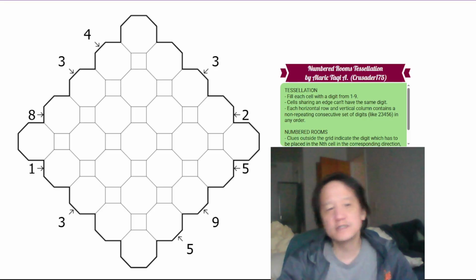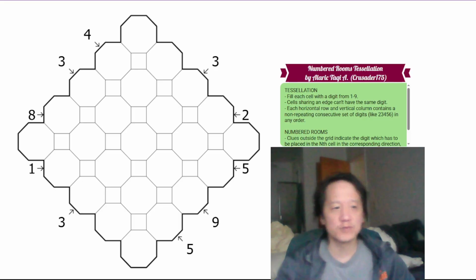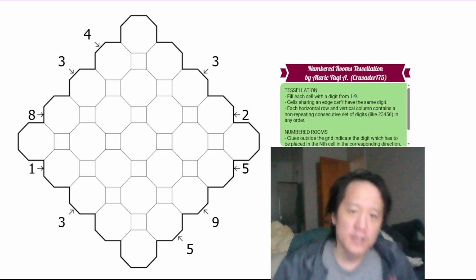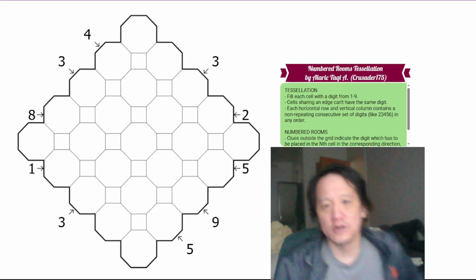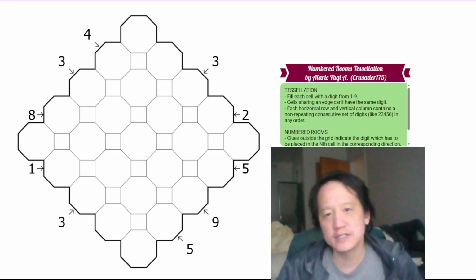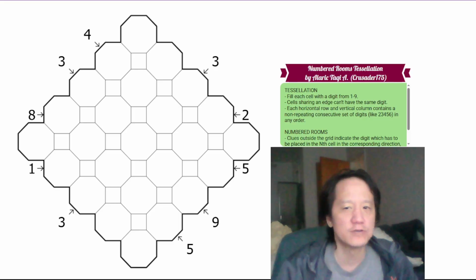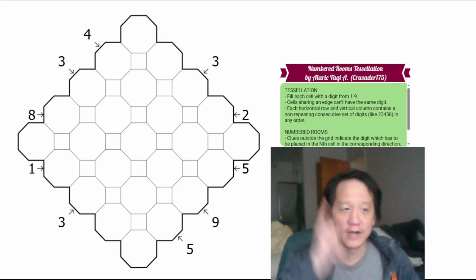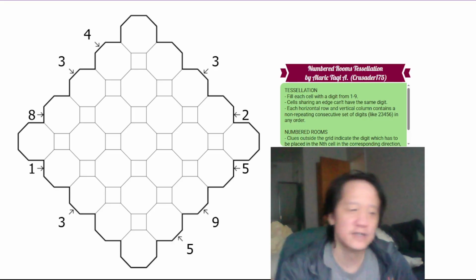And take that easiness with a grain of salt because it's considered easy by the people on the Logic Masters Germany forum, and there's a lot of really smart people there. Today's puzzle is called Numbered Rooms Tessellation by Alaric Taki A, or Crusader 175. So it's not by Michael Lefkowitz.